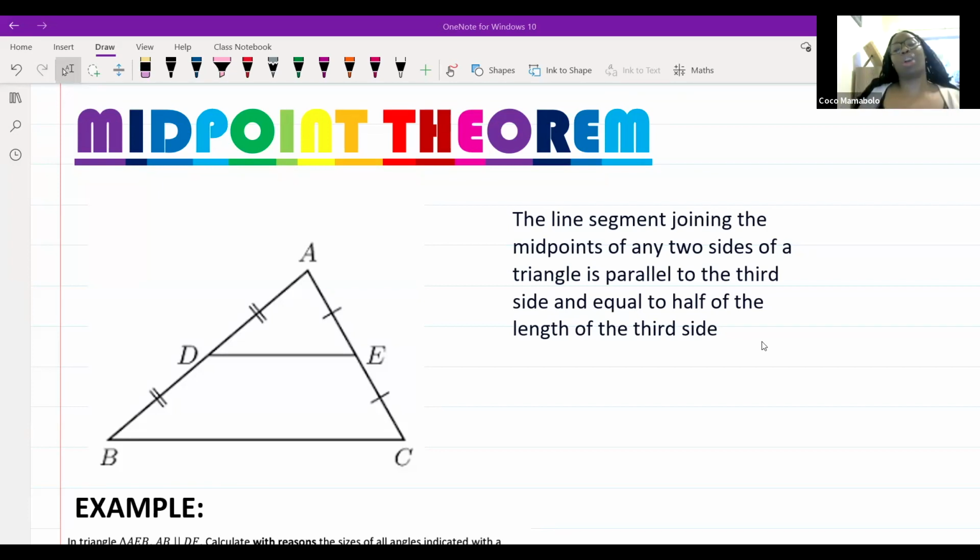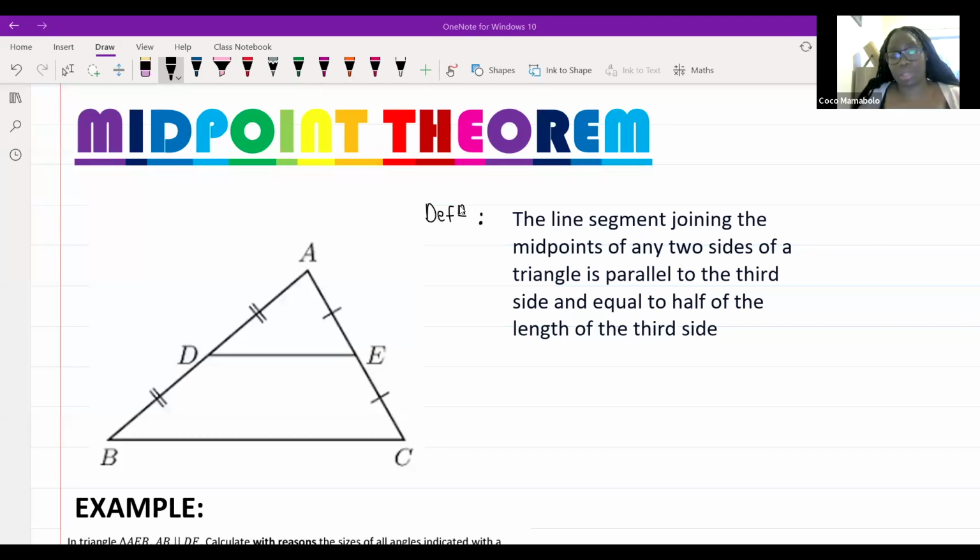All right, let's talk about the midpoint theorem. Now, I've written down the official definition of the midpoint theorem here, but we're going to break it down because nobody's going to ask you to use this much English in maths. So what the midpoint theorem actually says is the line segment joining the midpoints of any two sides of a triangle is parallel to the third side and equal to half of the length of the third side.